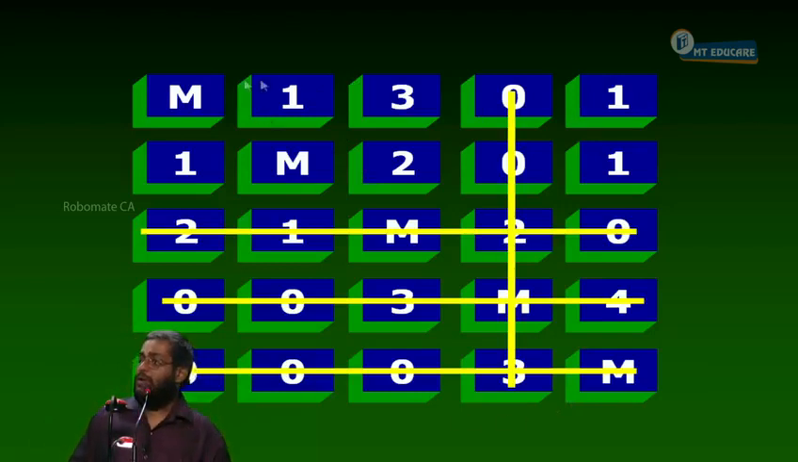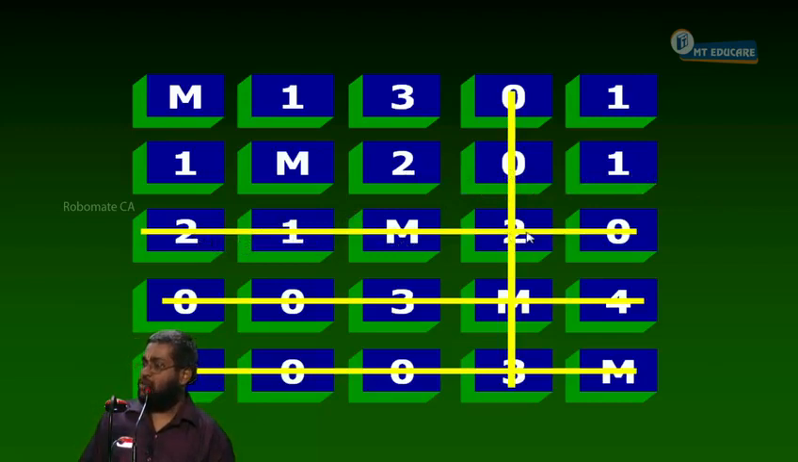1. Now start writing. M minus 1, M. 1 minus 1, 0. 3 minus 1, 2. 0, no change. 1 minus 1, 0. Next, 1 minus 1, 0. M minus 1, yeah. 2 minus 1, 1. 0, no change. 1 minus 1, 0. 2, no change. 1, no change.